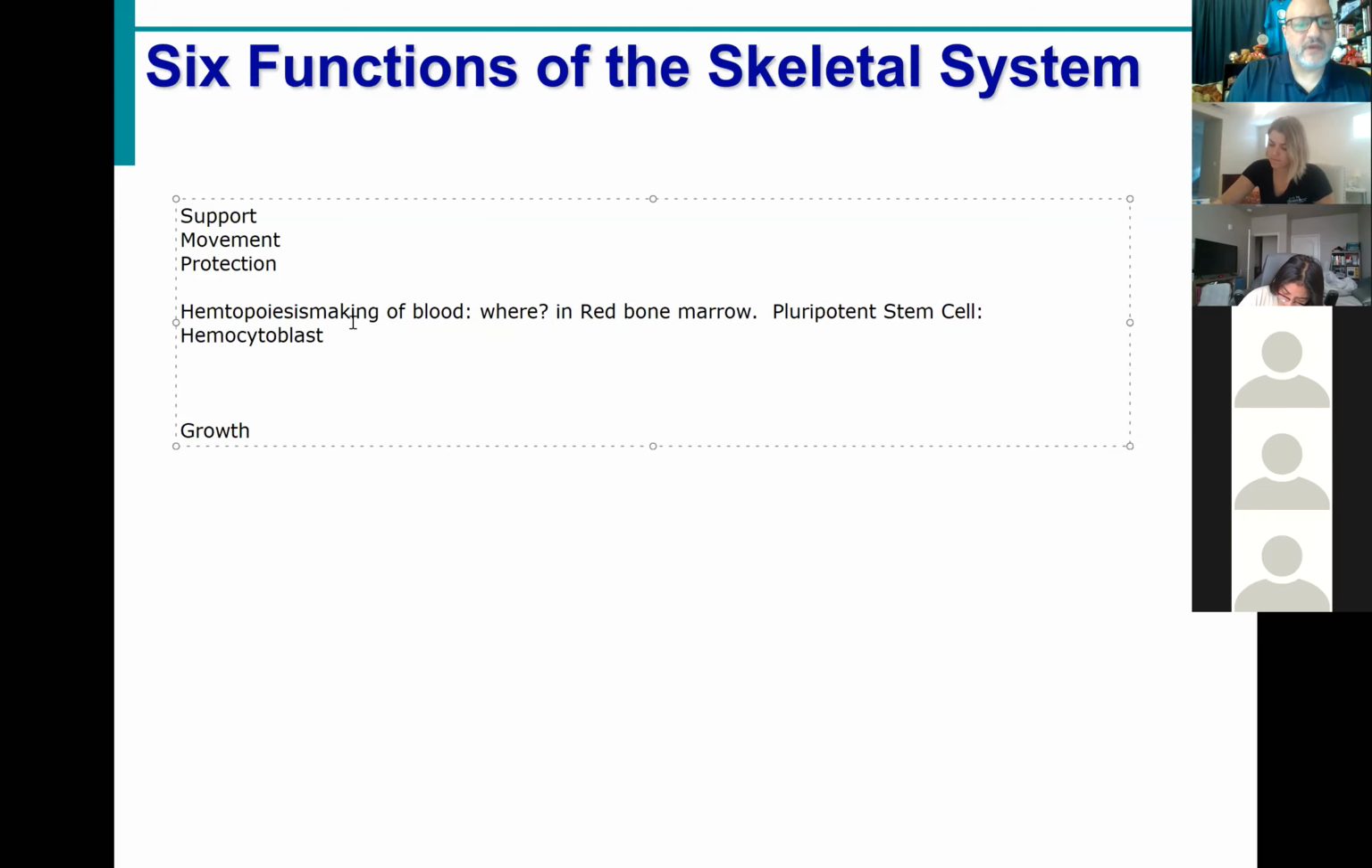There we go. Hematopoiesis. Hematopoiesis is the process of making, and let's be more specific, making the formed elements of blood in the red bone marrow. Excellent.